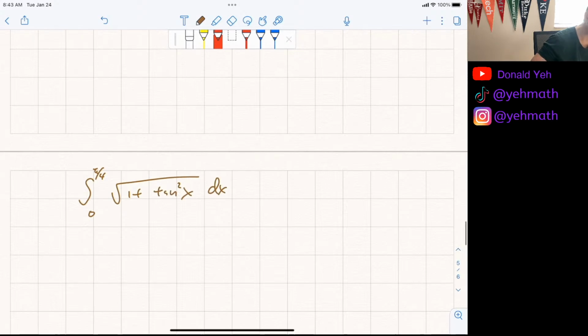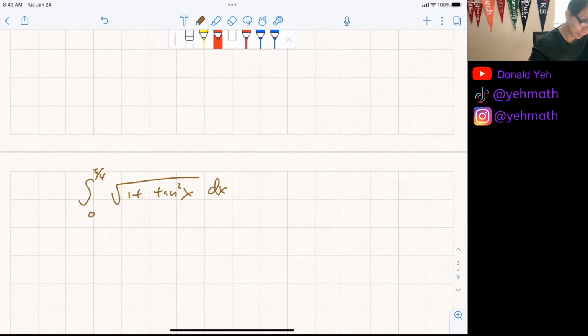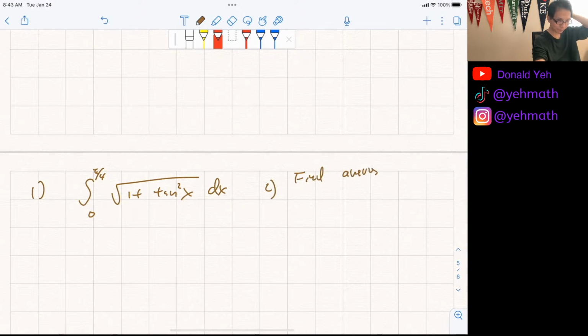Isn't that just equal to secant? Good. Can you figure out how to do it? So this is the first question, and this is the second question. The second question is a bit harder. I would say find the average value. Hold on, finish writing. I'll let you think.